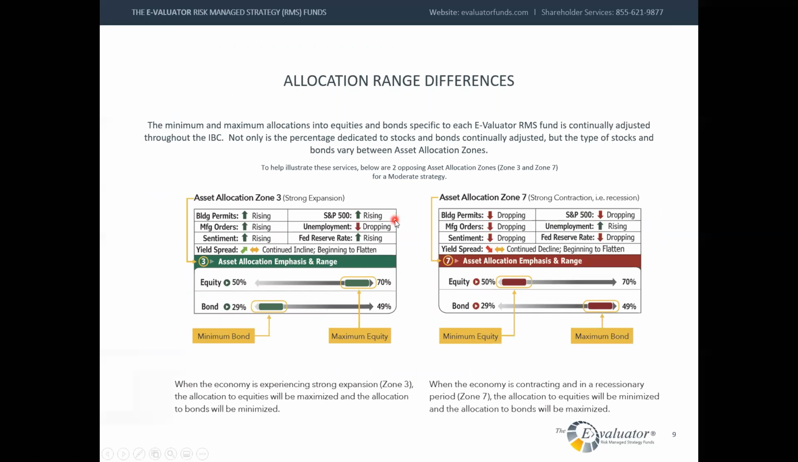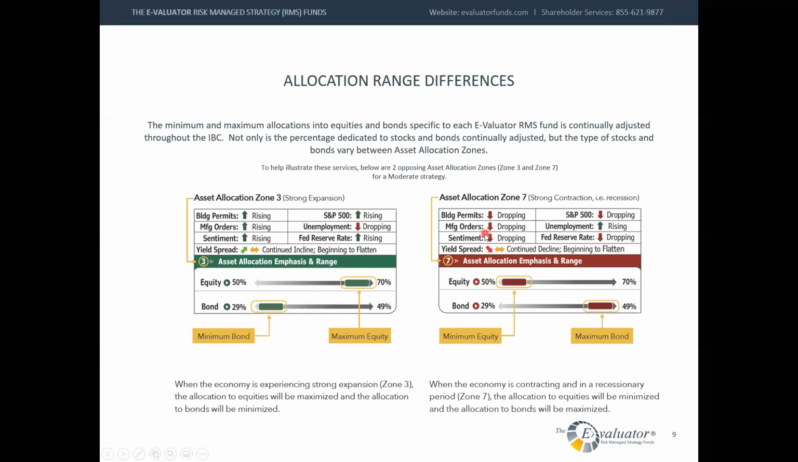This is how this plays out going back to our grid. Again, going back to zone 3 and zone 7, if we're looking more at a moderate strategy, you would see that our equity slider under zone 3 would be maximized because everything was going really good. The economy was expanding really strongly. So we want to participate in that as much as possible. The fixed income or bond side would be minimized.